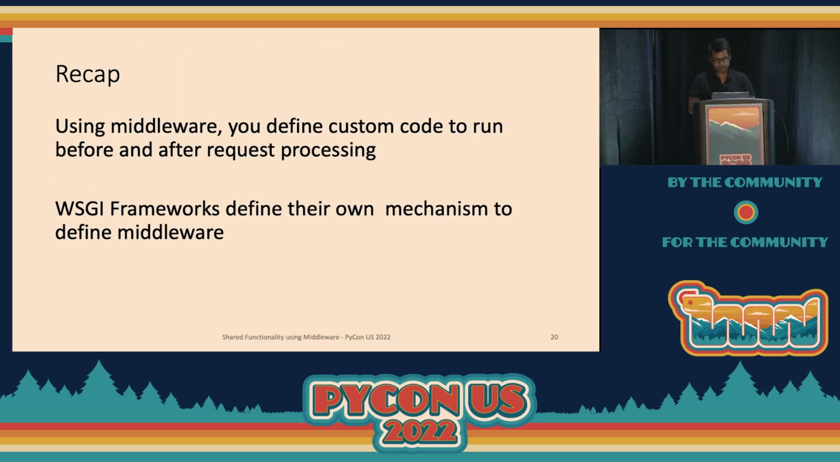So to recap, using middleware, you define custom code to run before and after request processing. How the middleware works is a framework-specific detail, which you can usually find out by looking up the framework source code. I did it myself, but I have omitted it from today's talk because I will not be able to cover it within the time. I thought I had a 45-minute slot initially. WSGI frameworks define their own mechanism to define the middleware.